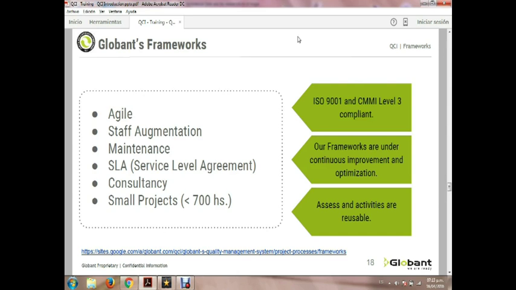The maintenance framework is used if Globant is hired to perform evolutionary, preventive, and corrective changes in an application that already exists and may have been developed by Globant or a third party. Another framework usually used for infrastructure projects is SLA, which means Service Level Agreements, and implies that it must respect agreements and service levels. This framework is primarily based on the best practices of ITIL, Information Technology Infrastructure Library.